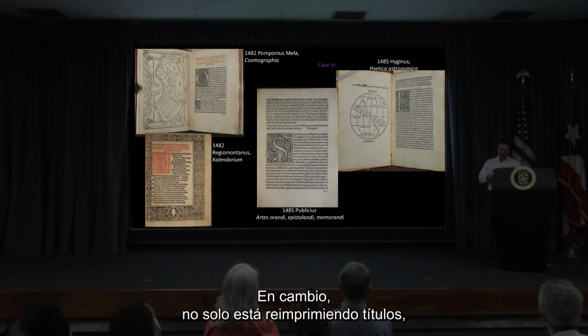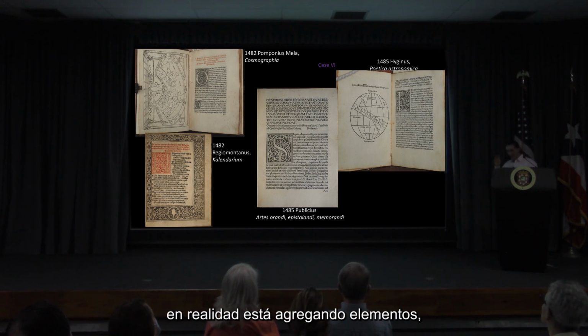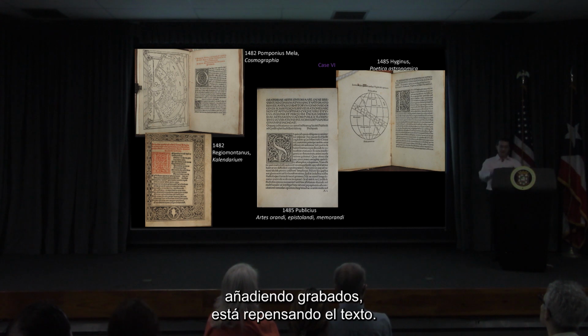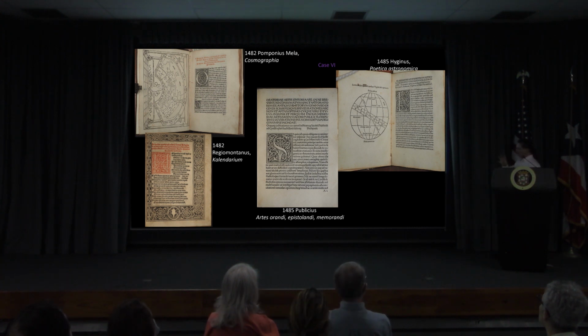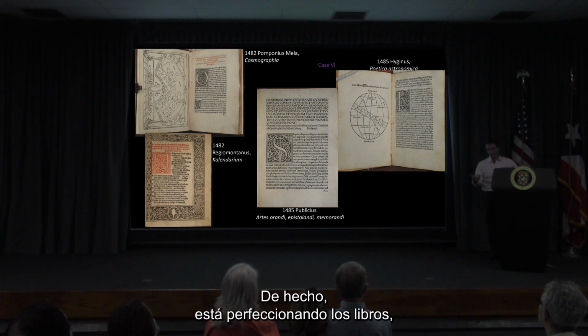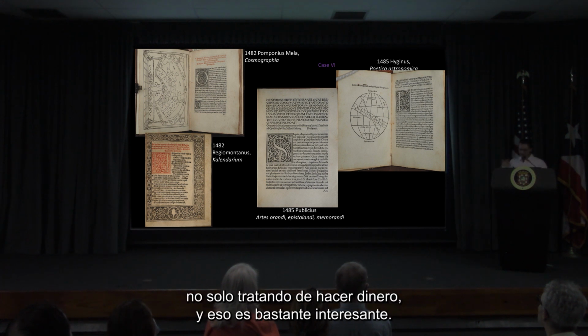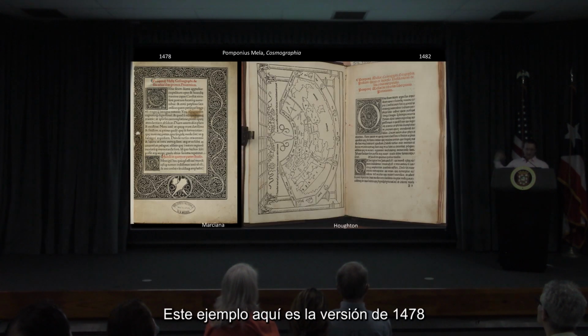Conversely, he's not just reprinting stuff. He's adding elements, he's adding woodcuts, he's rethinking the text. So in fact, perfecting books is not just trying to make money. And that is quite interesting. Here is the example here.